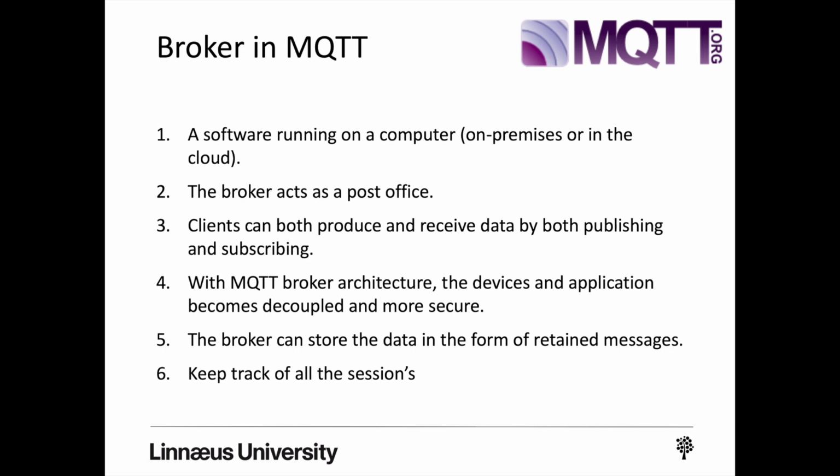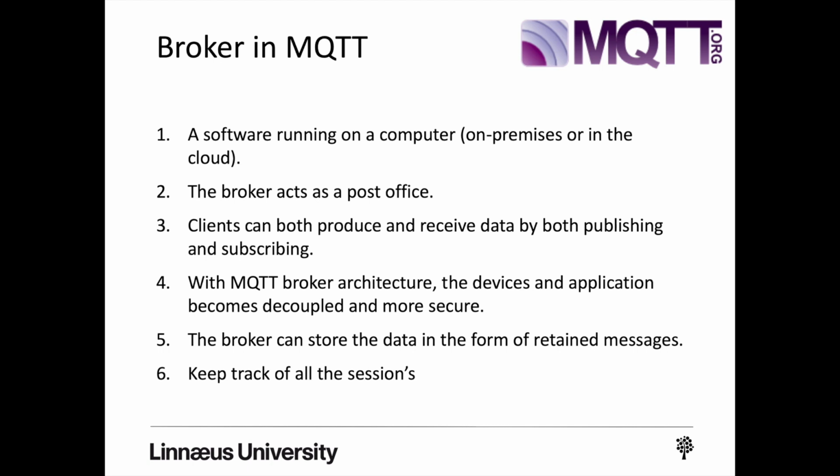Multiple clients can receive the message from a single broker, that is the one-to-many capability. So we have one broker and multiple clients. Similarly, it can be the opposite. Multiple publishers can publish topics to a single broker. Each client can both produce and receive data by both publishing and subscribing. So in the end, it's basically a many-to-many relationship or communication.